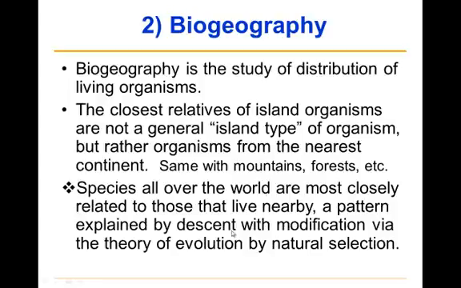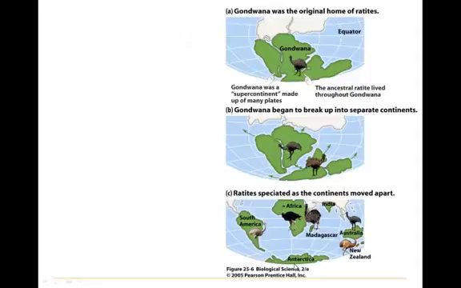So species all over the world are most closely related to those that live nearby. And this is a pattern that is best explained by descent with modification, by the theory of evolution by natural selection. An example of this, and this is interesting because we get to introduce a little bit of physical science here in terms of plate tectonics.